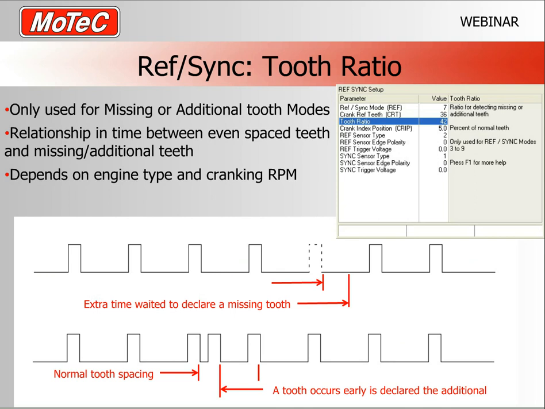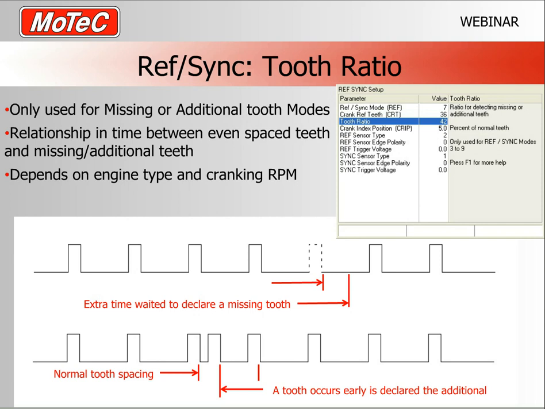The tooth ratio, this is a bit of a hard one to describe, so I'll go through it briefly. This is more of a tuning type parameter where you don't really know exactly what the tooth ratio needs to be until you have the engine ready to fire up. Now this tooth ratio parameter is only set when we have additional tooth modes like our 12 plus 1 or our missing tooth modes like our 36 minus 2. And it effectively sets more or less a time limit for the ECU to decide whether it had a missing tooth or an additional tooth.